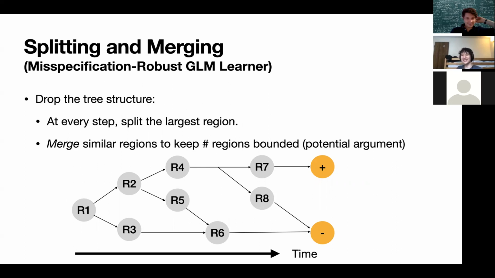Then it's kind of interesting. You don't get a simple decision tree. You get this kind of complicated DAG or threshold circuit structure. So it's a little complicated, but that's the high level.